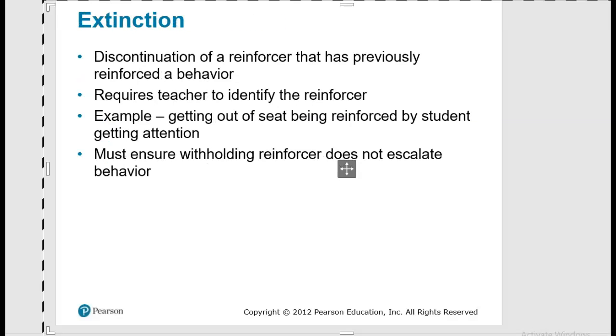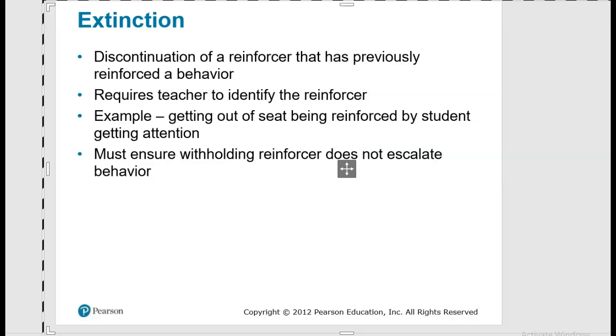Okay, extinction, discontinuation of a reinforcer that has previously reinforced a behavior. So the teacher needs to identify the reinforcer first. Again, we talked about this a minute ago. Getting out of the seat is being reinforced by student getting attention, right? You might think it's negative attention, but the student's like, I don't care, it's attention, I'll take it.